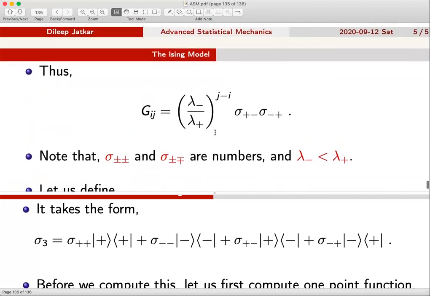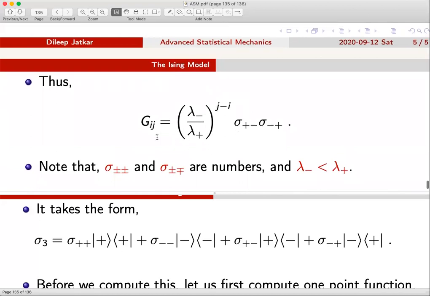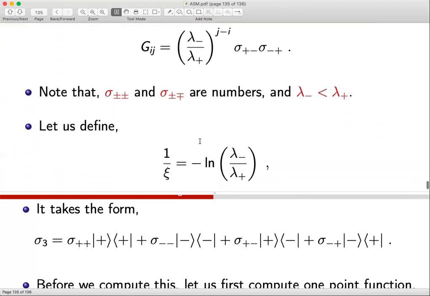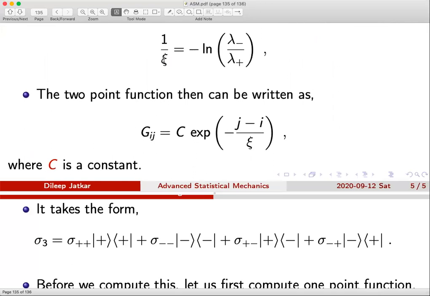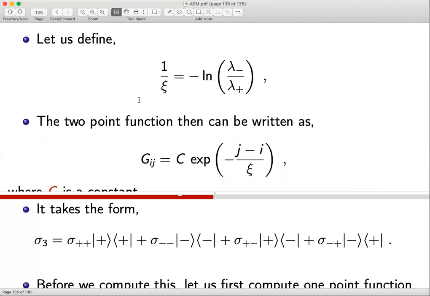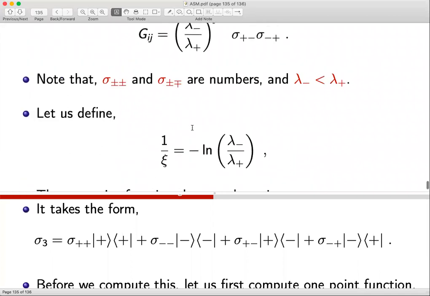So is this okay, that we get the exact two-point function taking this particular form? Now, let's define the quantity 1 over xi. And 1 over xi is defined as minus log of lambda minus upon lambda plus. So suppose you define this quantity, then you can write down this two-point function in the following form, where C is just a constant. Now notice that if you write 1 over xi to be minus log of this quantity, then this minus sign would cancel this minus sign, and the log of lambda minus upon lambda plus times J minus I in the exponent is exactly this expression.